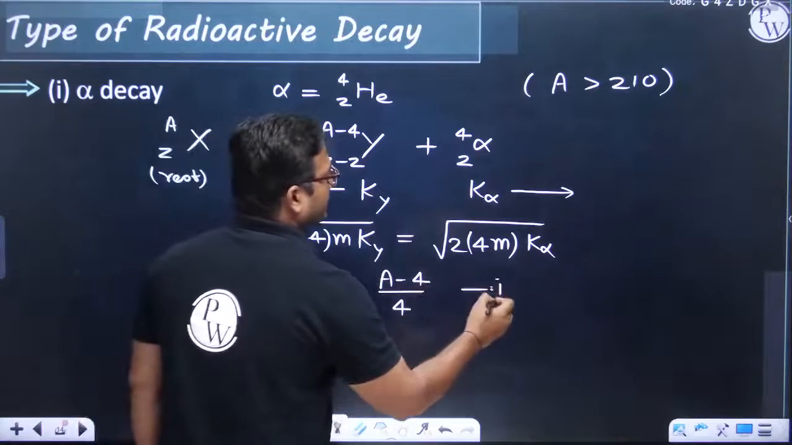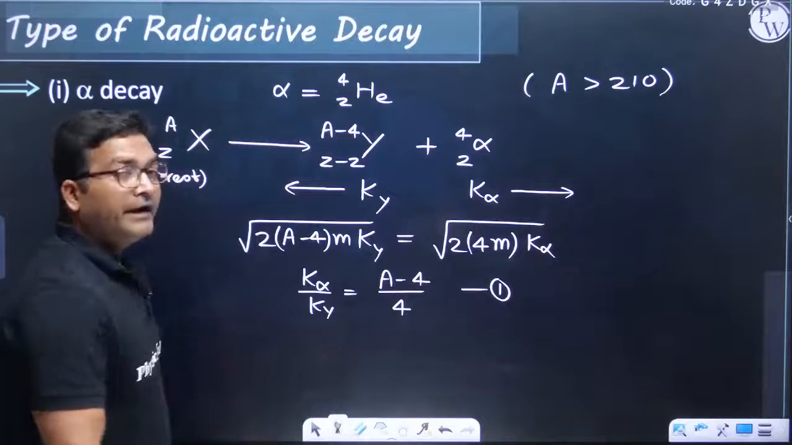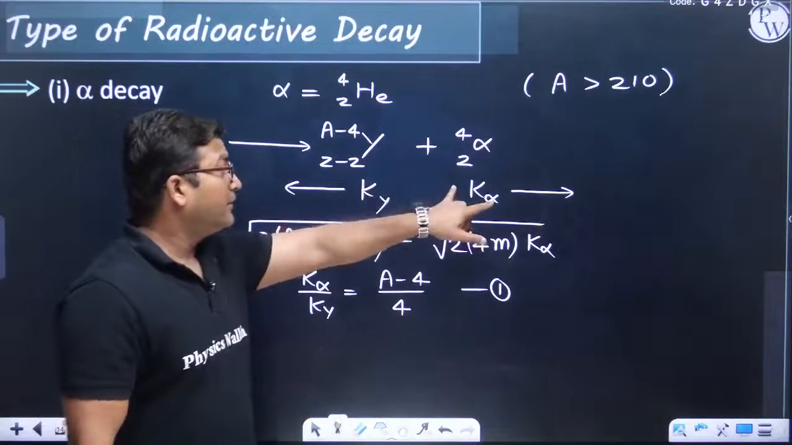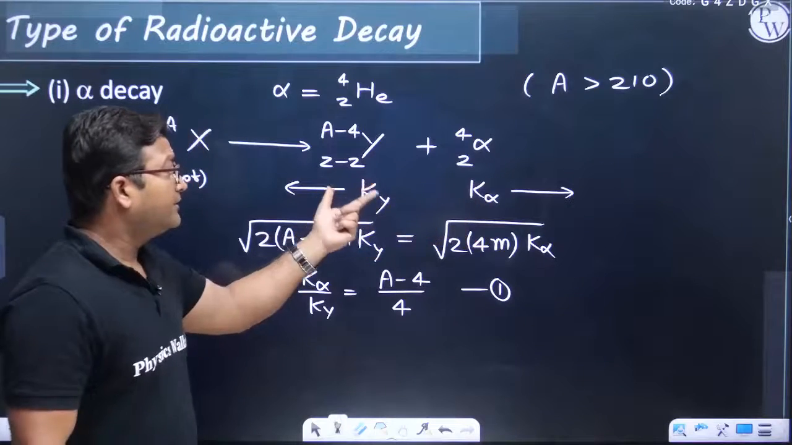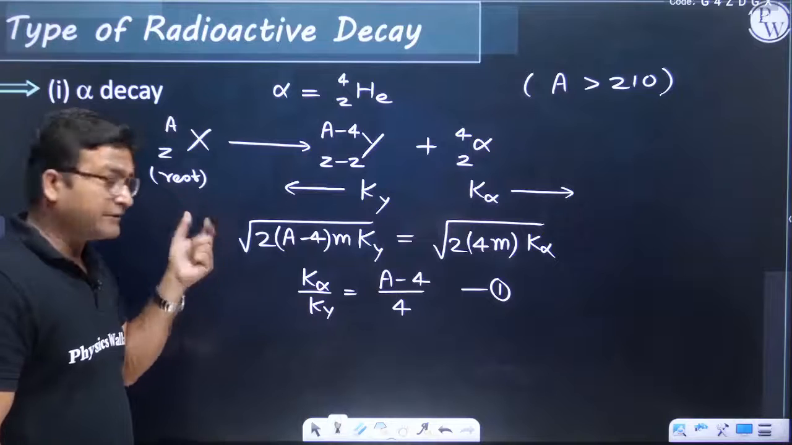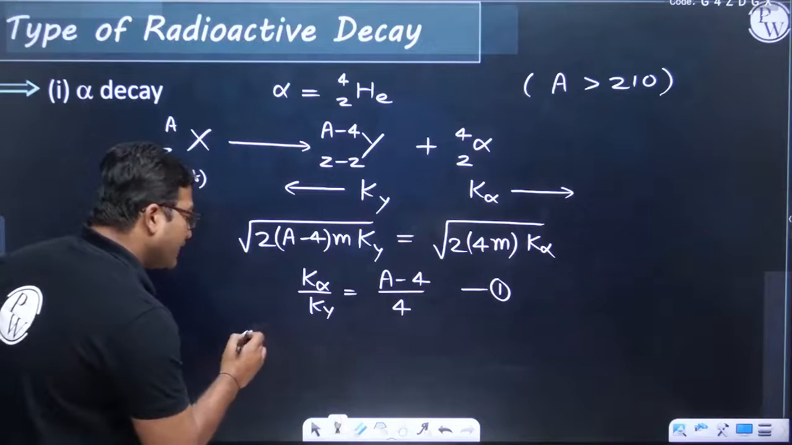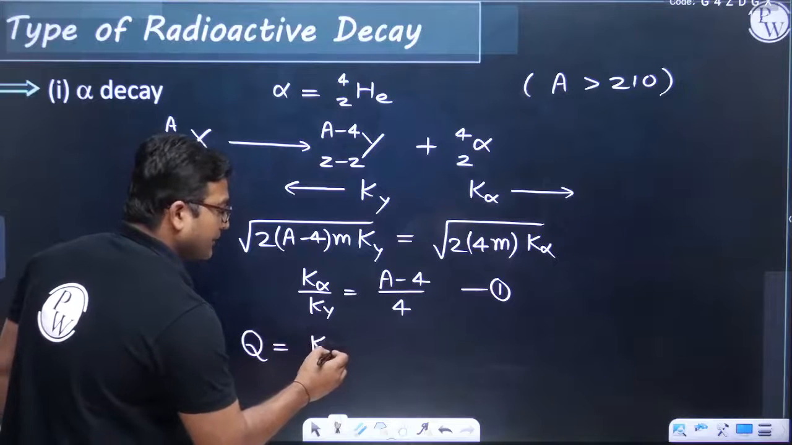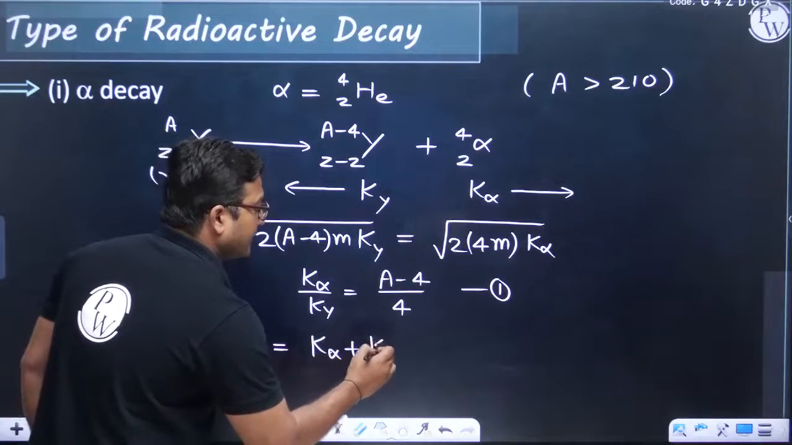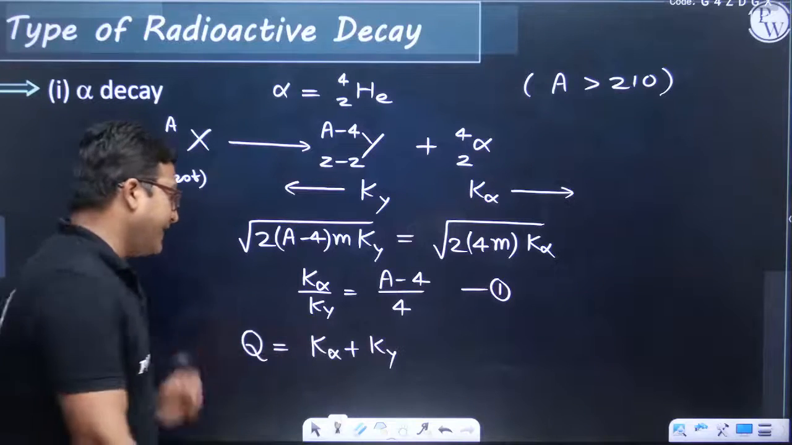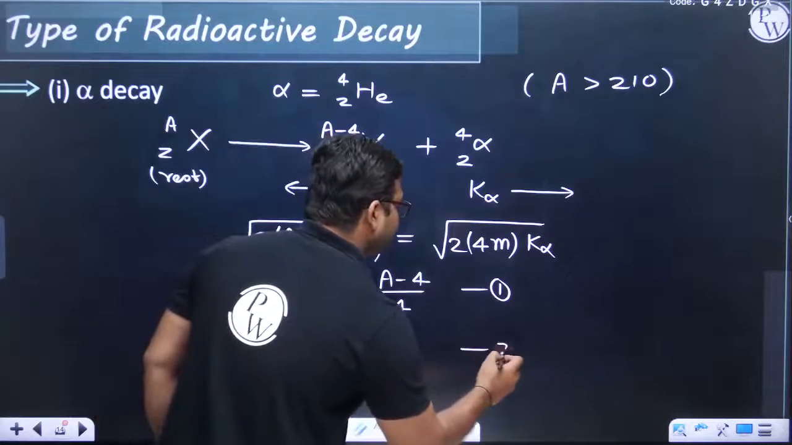That is equation number 1. And as you know, if we have kinetic energy K alpha, Ky, they are the products, and kinetic energy of reactant is 0 because it was at rest. The Q value of the reaction is kinetic energy of product K alpha plus Ky minus kinetic energy of reactant, which is 0. This is the second, very important equation.